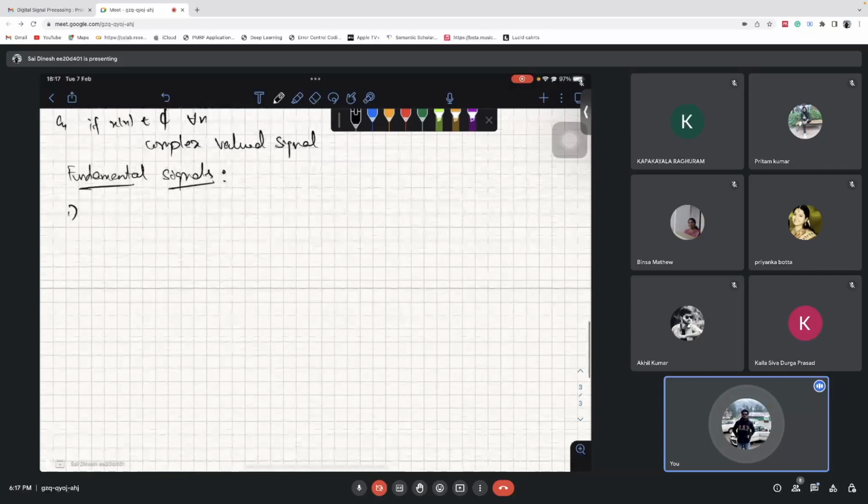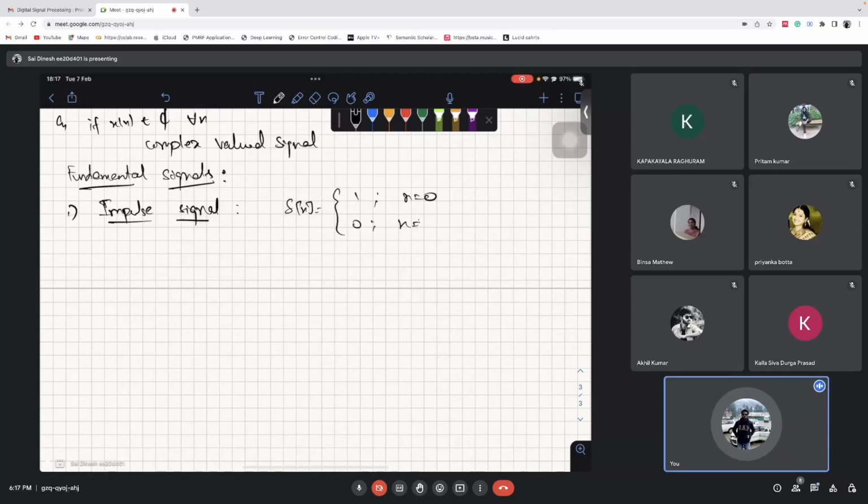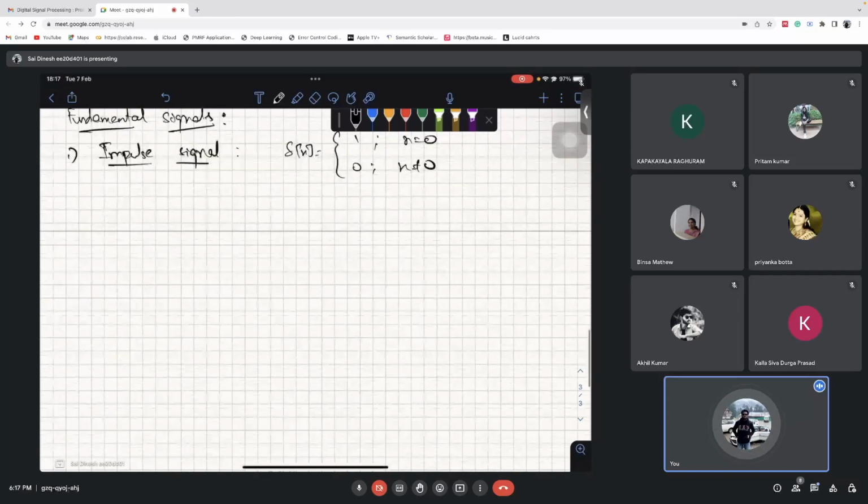Fundamental signals: one would be the impulse signal. All I'm talking about right now is the discrete case. In the discrete domain, an impulse signal would be delta of n equal to 1 for n equal to 0 and 0 for n not equal to 0. So it's one here, and then zeros everywhere.